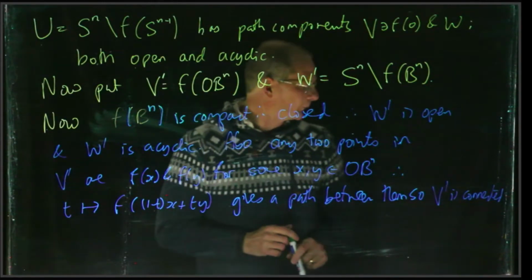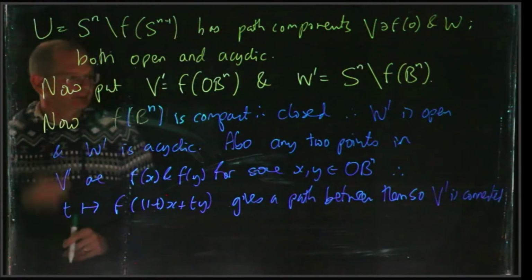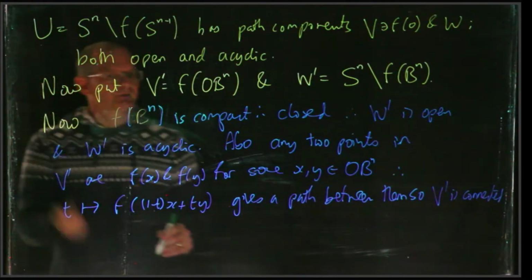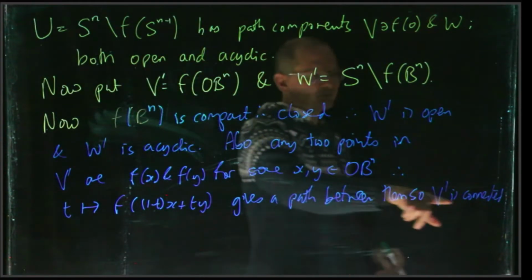Okay. So now we've got these sets V and W here, and these sets V prime and W prime here. And what I want to prove is that V prime is the same as V and W prime is the same as W. So W prime is acyclic, so in particular it's connected, and V prime is connected.